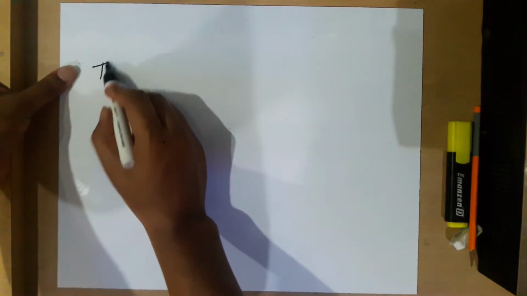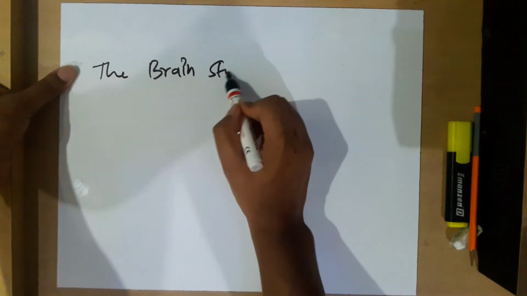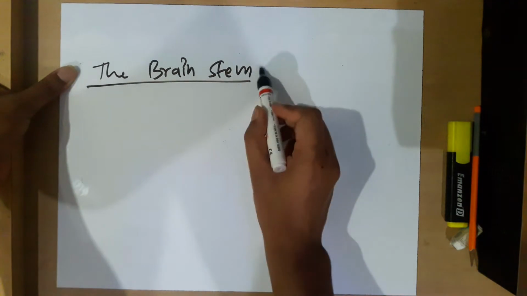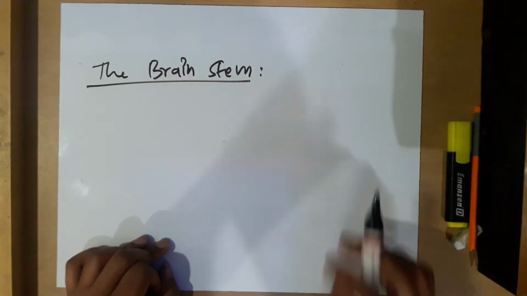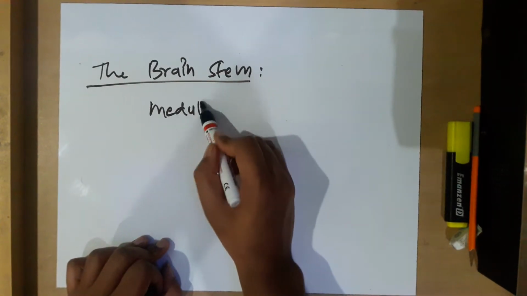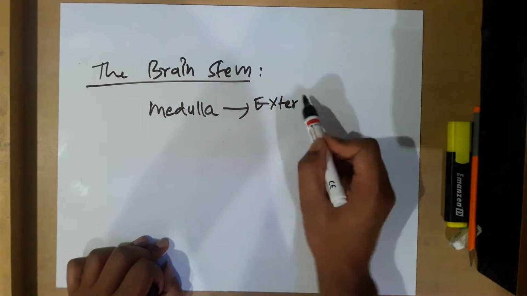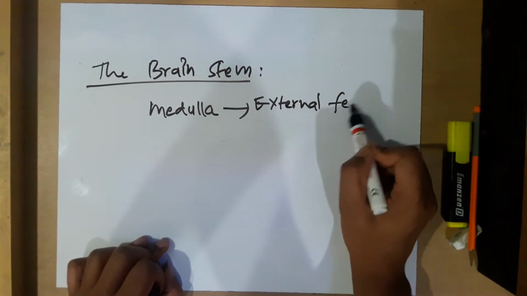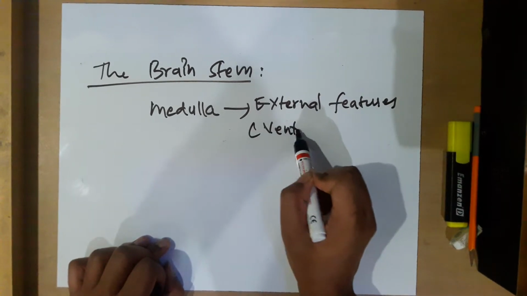Medulla. Till now under brainstem we started with the medulla and we told that the brainstem has three parts: medulla, pons and midbrain. So we started with medulla. We completed the external features of medulla, both the ventral surface and dorsal surface.